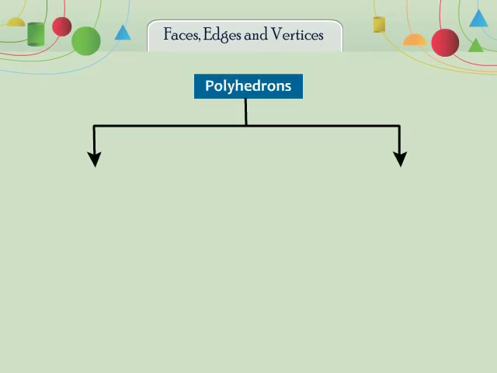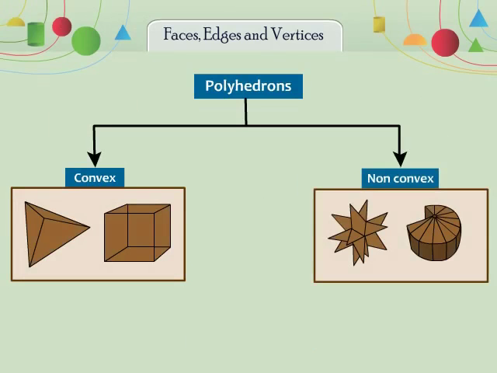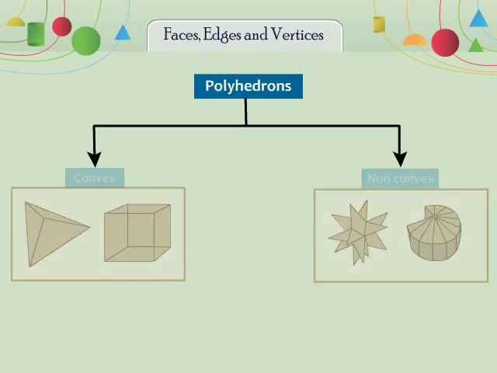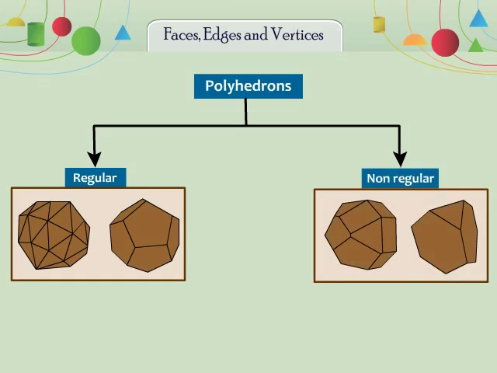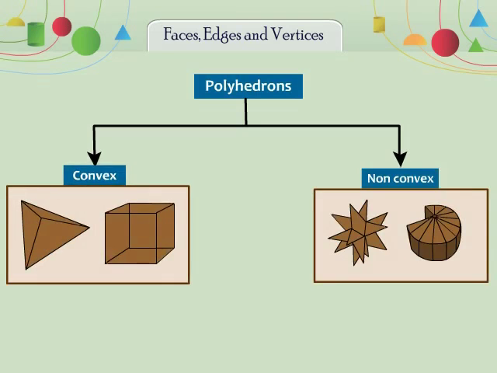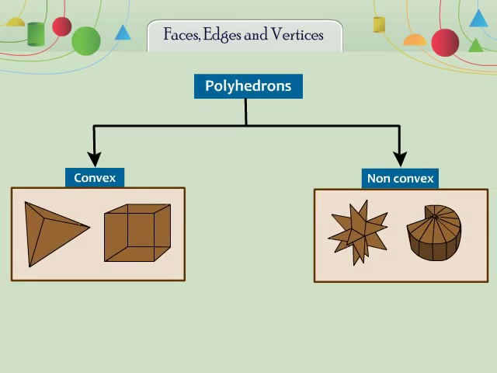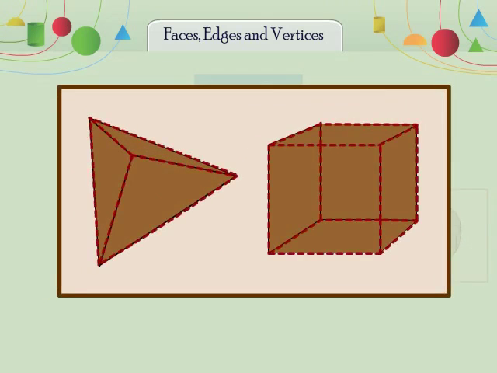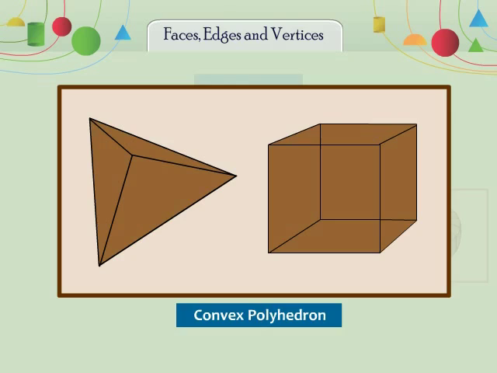Polyhedrons can be classified into convex and non-convex polyhedrons, and regular and non-regular polyhedrons. First, let's learn about convex and non-convex polyhedrons. If the line segment joining any 2 points on the surface of the polyhedron lies on the surface and does not intersect itself, it is called a convex polyhedron.